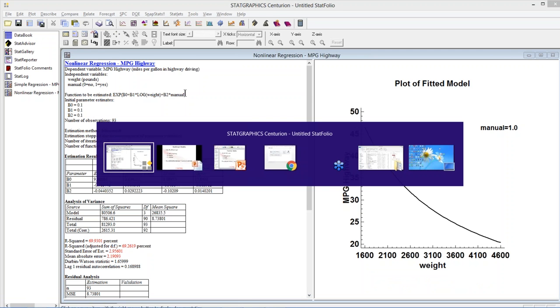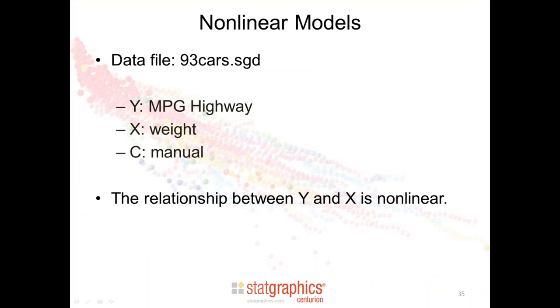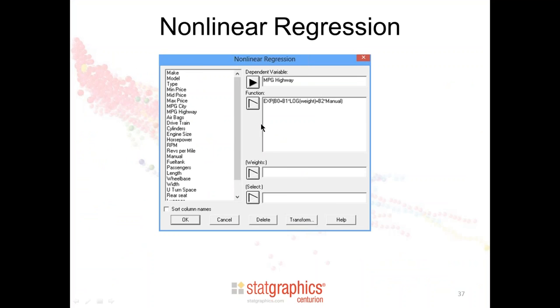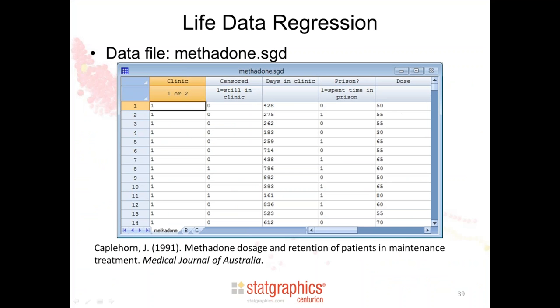Okay. One last example, and then I'll end and take some questions. And the last example will have to do with life data regression.